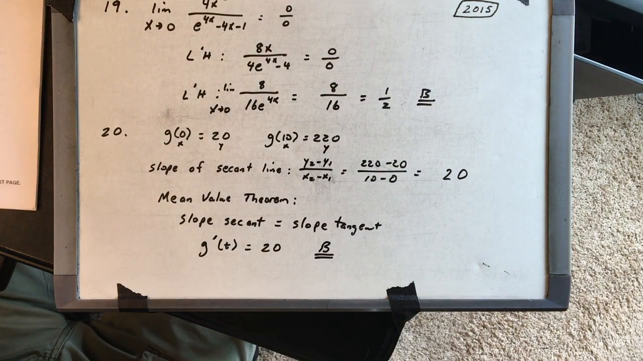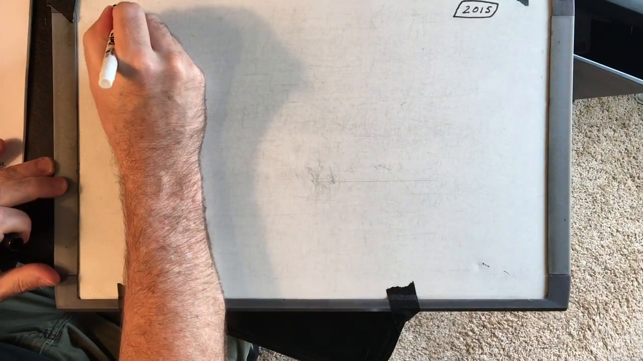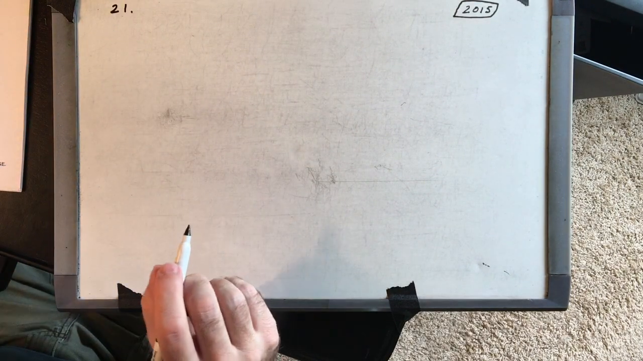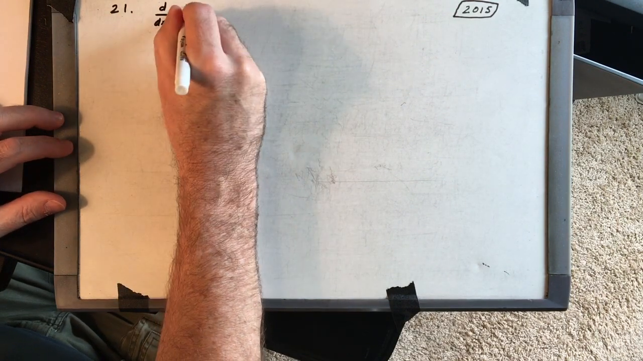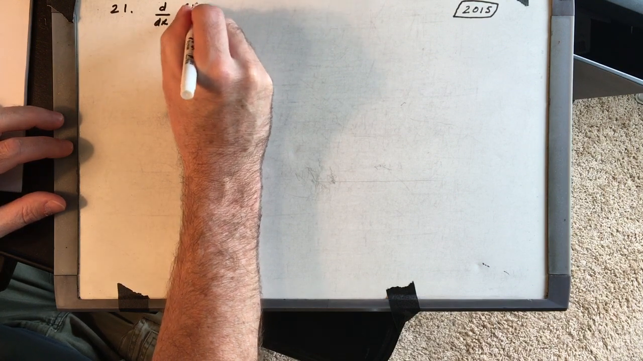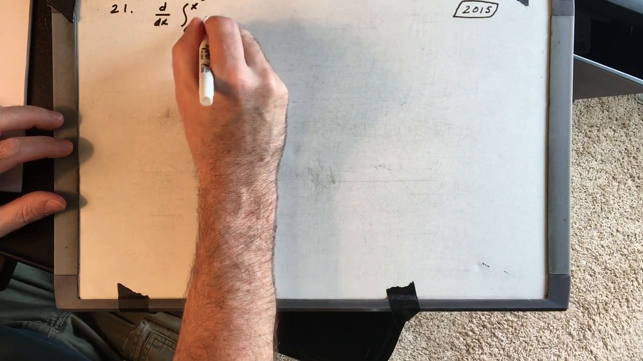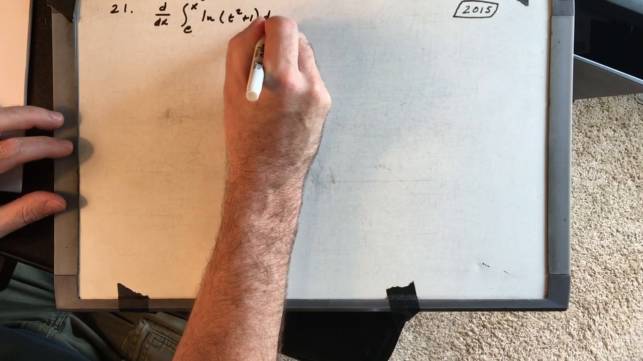All right, let's move on to 21. Okay, 21 is another one I want you to star. So one to go back and study, one that's a little bit different. It says take the derivative of an integral, and our upper limit we have an x, and then natural log of t squared plus 1 dt.